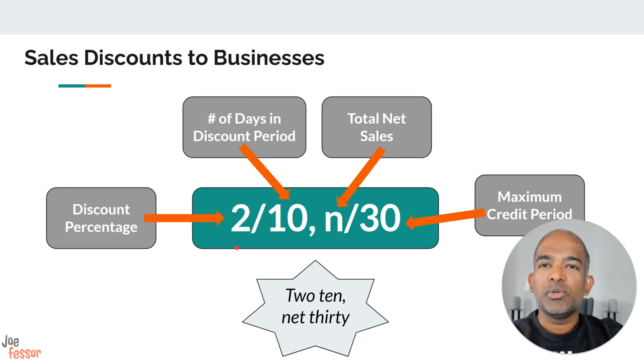What does that refer to? If the customer pays within the first 10 days of receiving the invoice, the customer gets a 2% discount on the overall billable amount. But if the customer pays beyond that 10 days, then he has up to 30 days to pay that invoice. In that case, he would be paying the whole billable amount. So the notation is just a shorthand way of referring to everything we've just discussed.